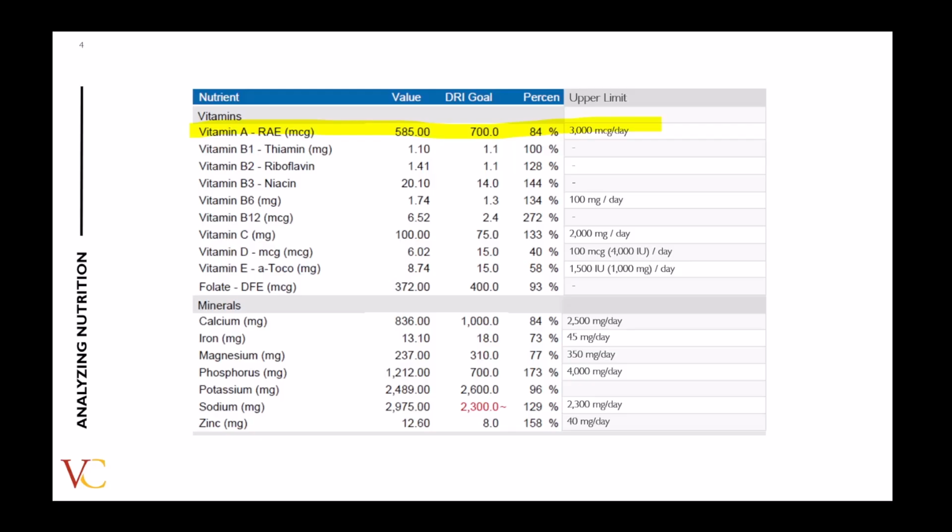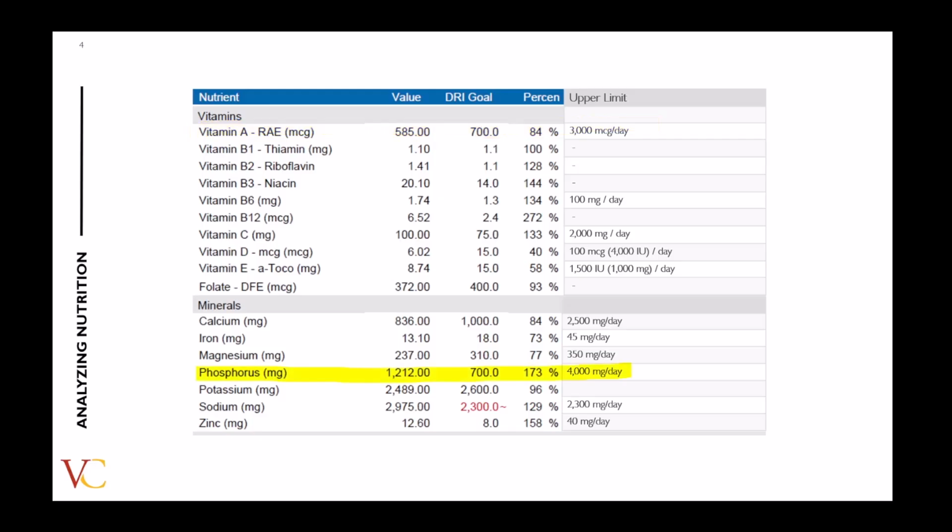Let's take a look at vitamin A. Kayla consumed 585 micrograms. The DRI is 700 and the upper limit is 3,000 micrograms per day. Since Kayla's intake fell short of the DRI goal, we can say that she did not consume enough vitamin A.